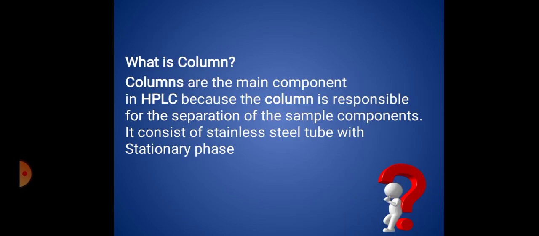Next question is, what is column? Now again I want to tell you about column. Column is related to HPLC. HPLC, that is high performance liquid chromatography. So the column is the main component in HPLC because the column is responsible for the separation of sample components. Now this column consists of stainless steel tube with stationary phase.